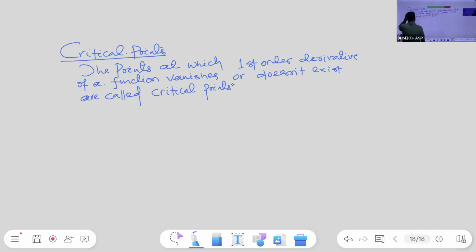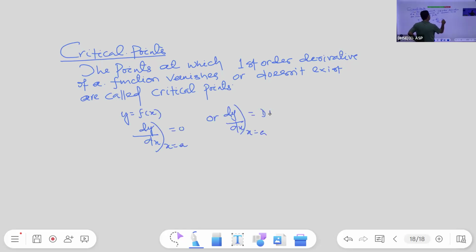Suppose y is equal to f of x is a given function. If dy upon dx at x is equal to a is equal to 0, or dy upon dx at x is equal to a doesn't exist, then we can say that x is equal to a is a critical point.